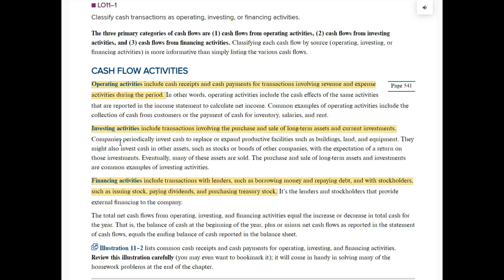And finally, the financing area. This is cash being received to finance the business. Are you borrowing money? Are you selling stock? Are you paying dividends? Are you paying back some of the long-term debt? So again, remember we have three main areas: the operating activity area, investing activities, and then financing activities.